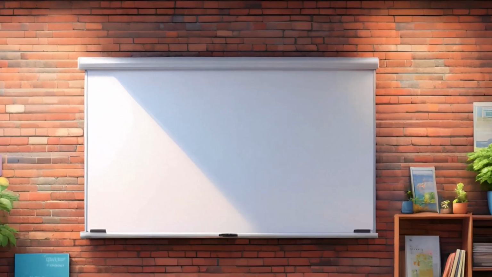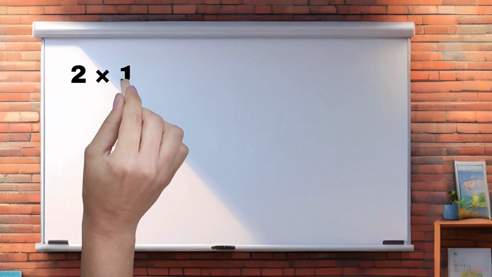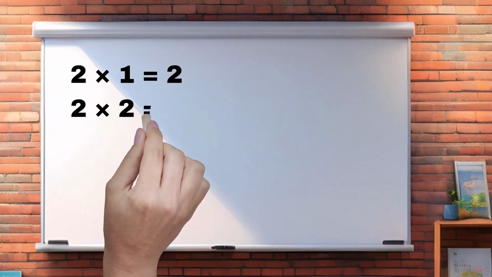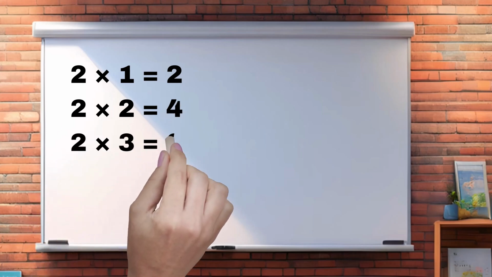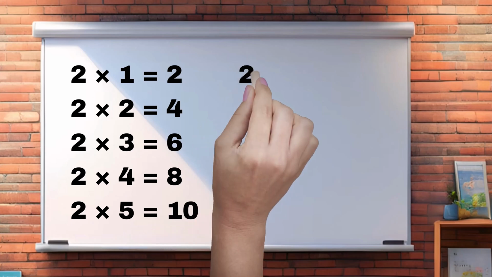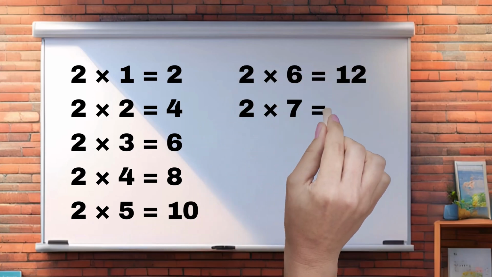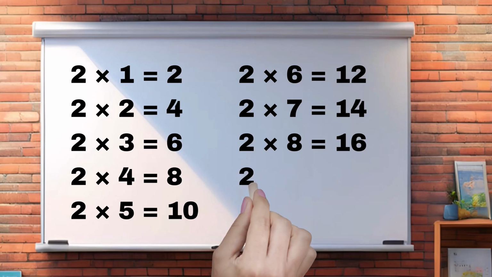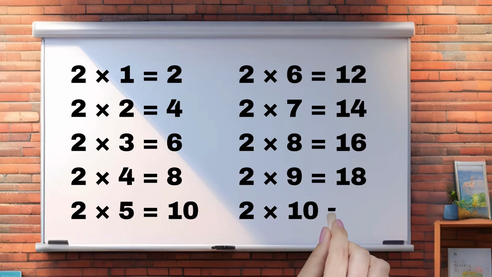Now let's say it together. 2 ones are 2, 2 twos are 4, 2 threes are 6, 2 fours are 8, 2 fives are 10, 2 sixes are 12, 2 sevens are 14, 2 eights are 16, 2 nines are 18, 2 tens are 20.